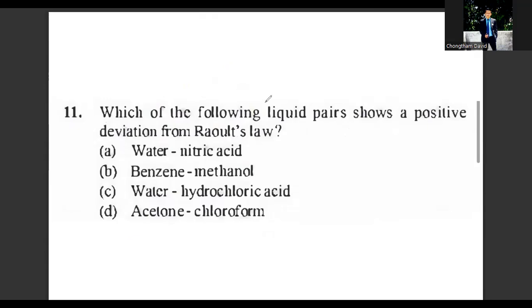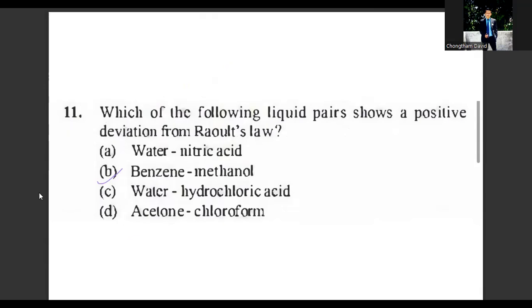Which of the following liquid pairs shows a positive deviation from Raoult's law? A mixture of benzene and methanol shows positive deviation from Raoult's law. For this, I'm going to give you an important suggestion. Try to remember at least 10 examples each of ideal and non-ideal solutions, categorized into positive and negative deviations. These are frequently asked questions in your NEET exam.